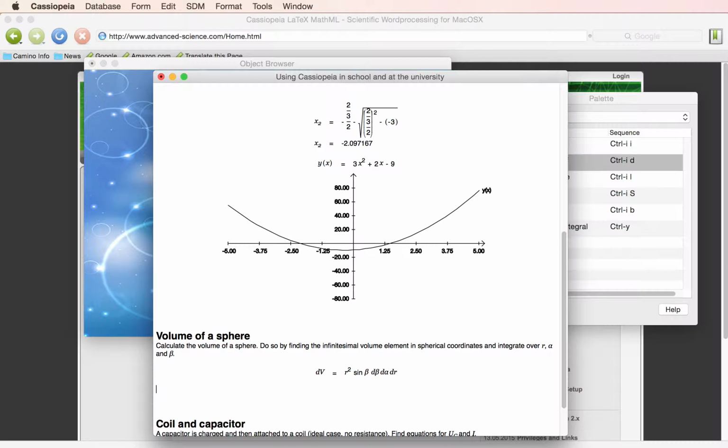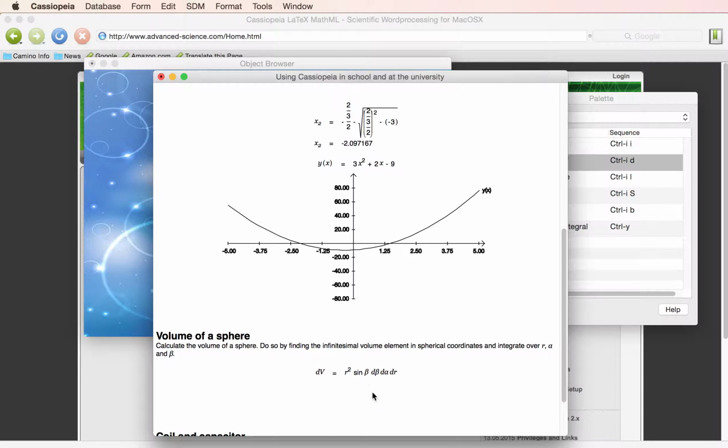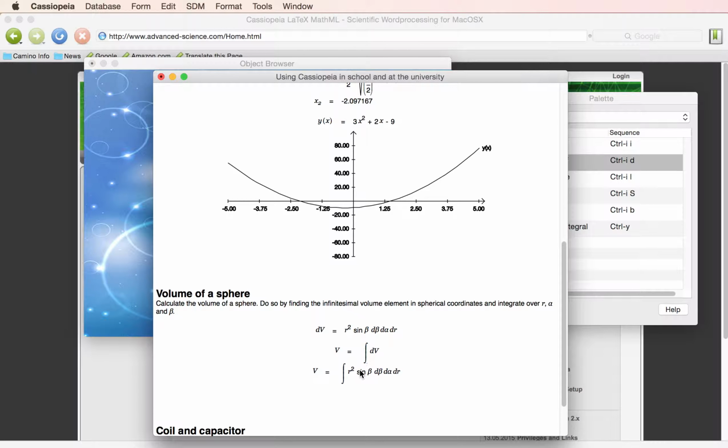Okay, let's create a new equation and say the volume is this integral dV. Now we drag in this guy, Alt pressed to get a new equation. Let's make an Alt double click on this to expand and then go to the first integral and upgrade that.